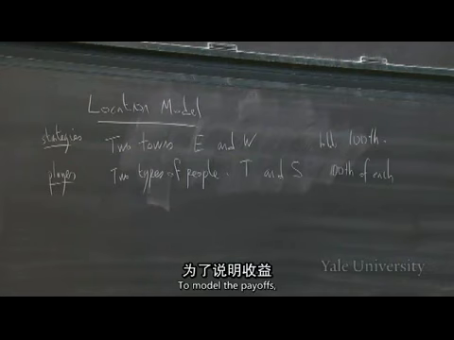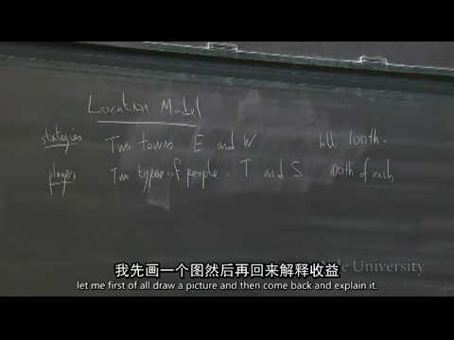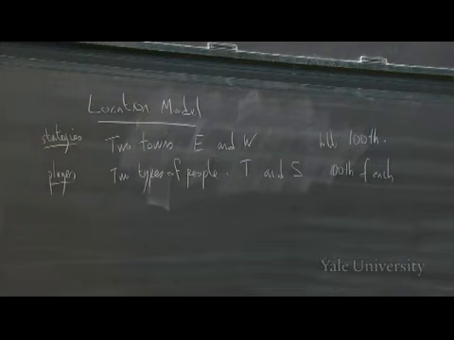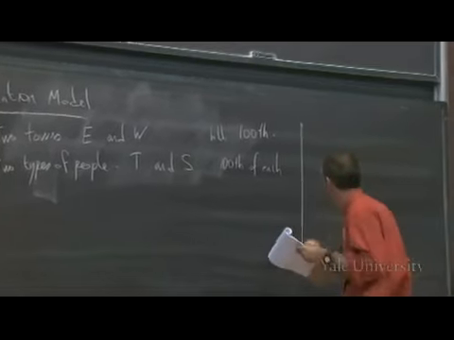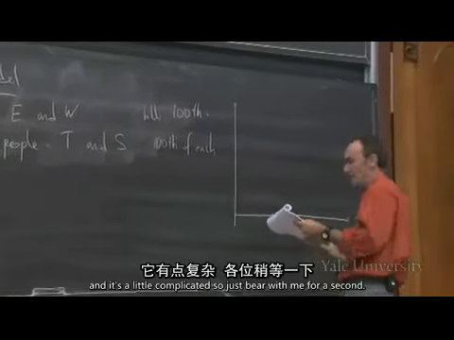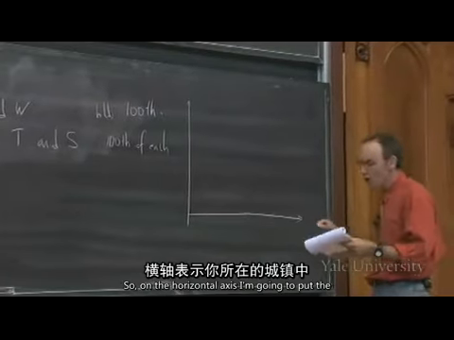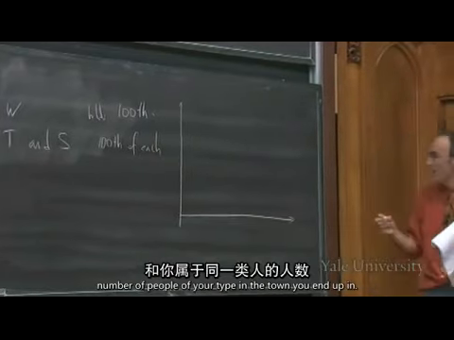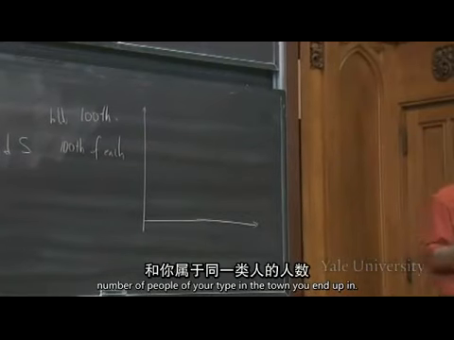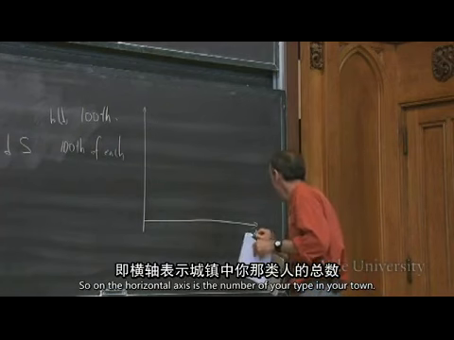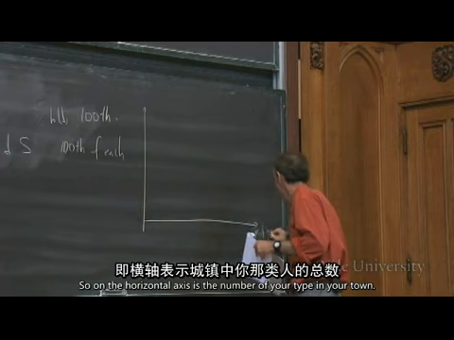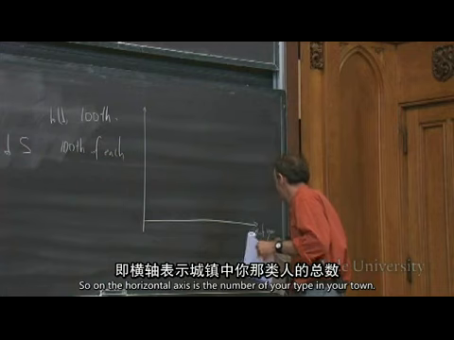All right, and to model the payoffs, let me first of all draw a picture and then come back and explain it. Okay, so the picture is going to look like this. Here's the payoff picture. And it's a little complicated, so just bear with me for a second. So on the horizontal axis, I'm going to put the number of people of your type in the town you end up in. All right, so the horizontal axis is the number of your type in your town.